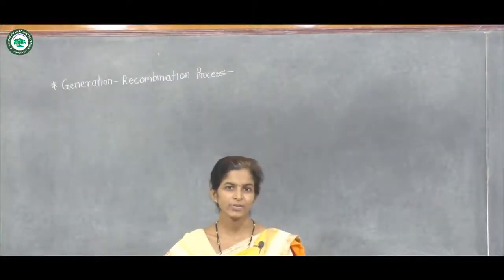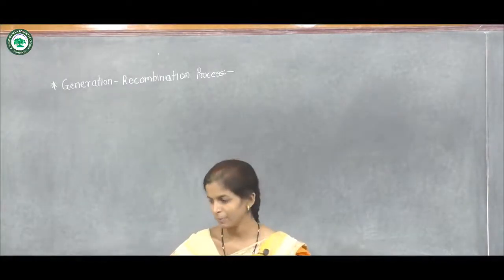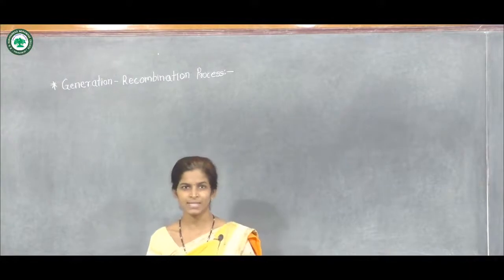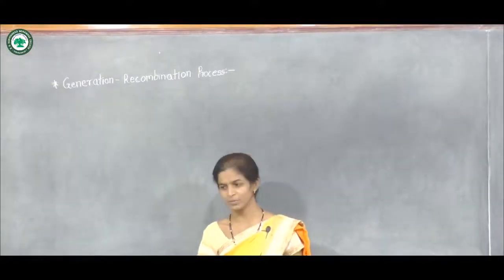In the last lecture we have seen the ideal current voltage characteristic of PN junction. Now we will see the next point, that is the generation recombination process.